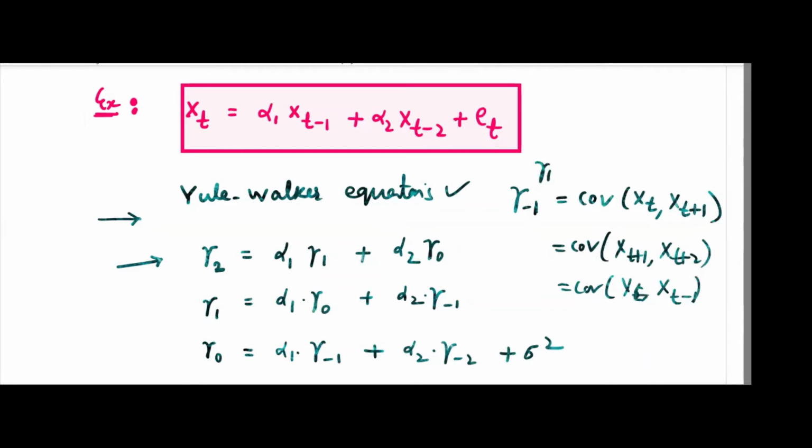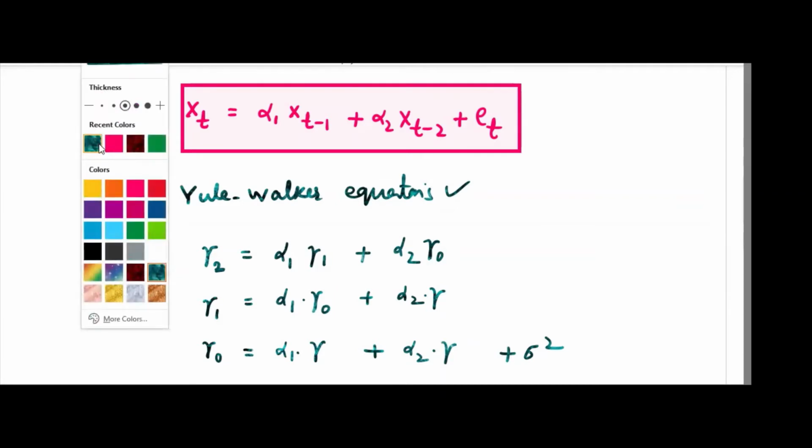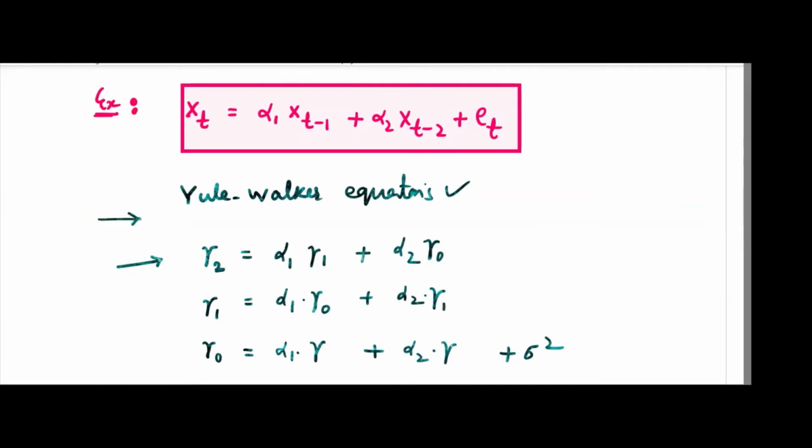Gamma 1 and gamma minus 1 are the same. We will not write any minus signs here. So if you replace all the minus, we'll make it plus 1, plus 2, plus 1, because they are the same. Covariance of AB is equal to covariance of BA. So this is minus 1, we'll write 1 here. This is minus 2, we'll write 2 here. So these are the equations we derived here.